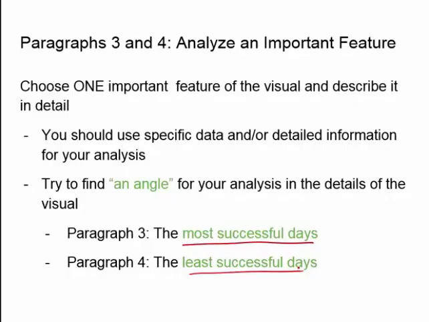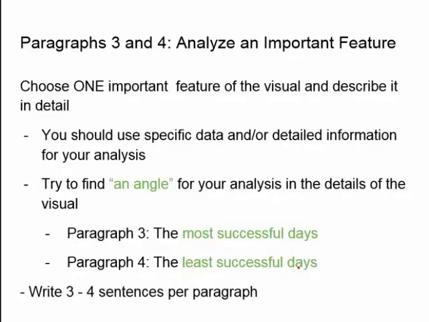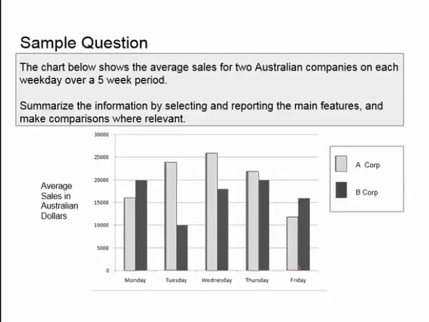And what I would do is go back to the report and find some detailed, specific numbers to report about for those angles that I'm taking in each paragraph. For each of these paragraphs, you should write 3 or 4 sentences, as much as you can to get enough information in there. All right, so looking back at our chart, we can see easily the least successful days and the most successful days for both companies, right? We can report specific, we just have to go back and get those specific numbers.